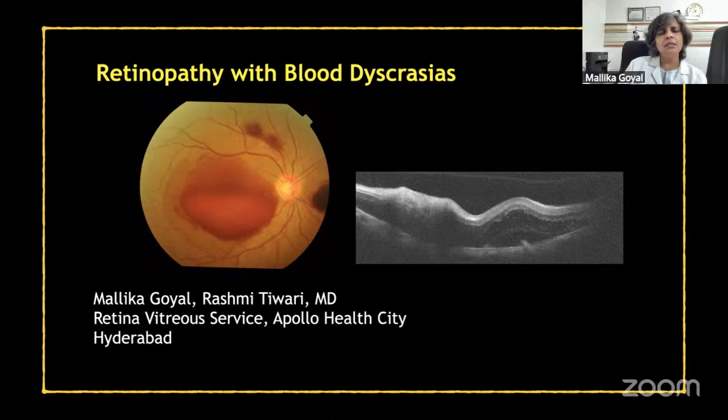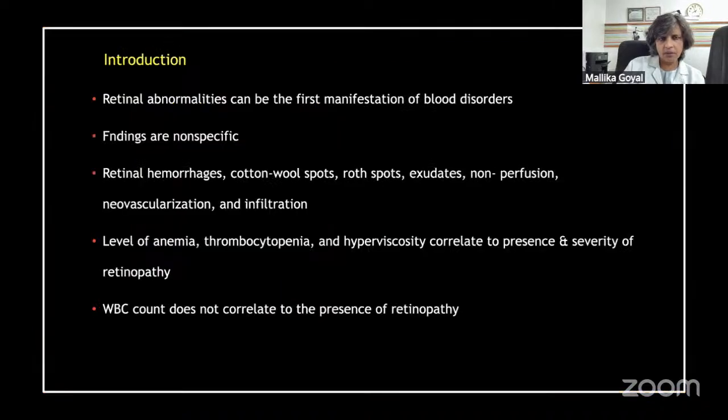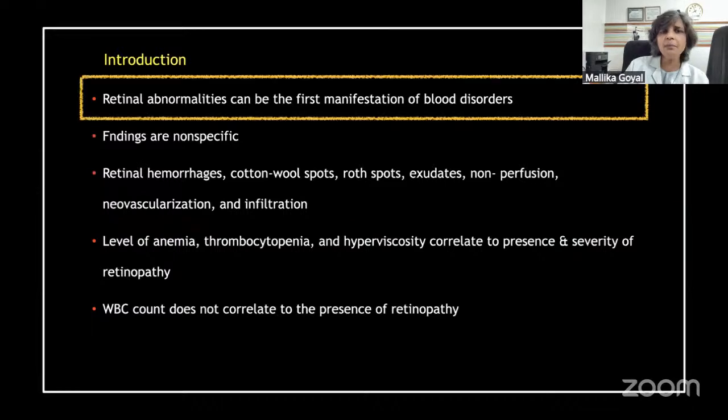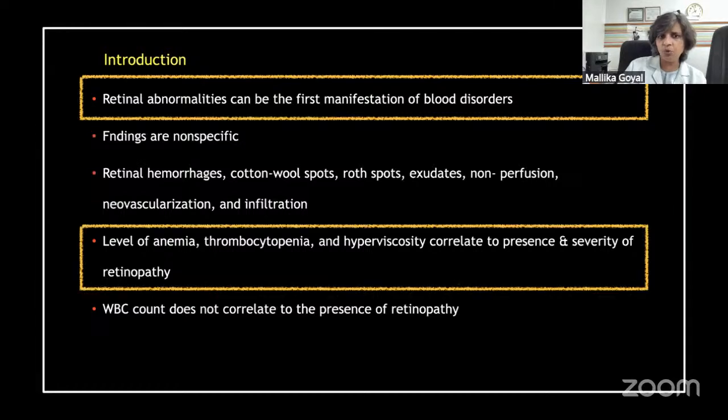Right. So we'll move to the second part of the talk, which is retinopathy with blood dyscrasias. Now, retinal abnormalities can be the first manifestation of blood dyscrasias, but the findings are non-specific. They do not indicate that there is a blood dyscrasia.